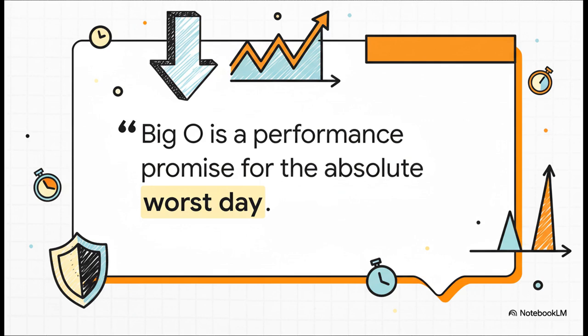And this is really the key thing to remember about Big O. It is a guarantee. It's you telling the world that no matter what happens, your program's runtime will not be worse than this. It is a performance promise, even on the absolute worst day. So how do we keep that promise?